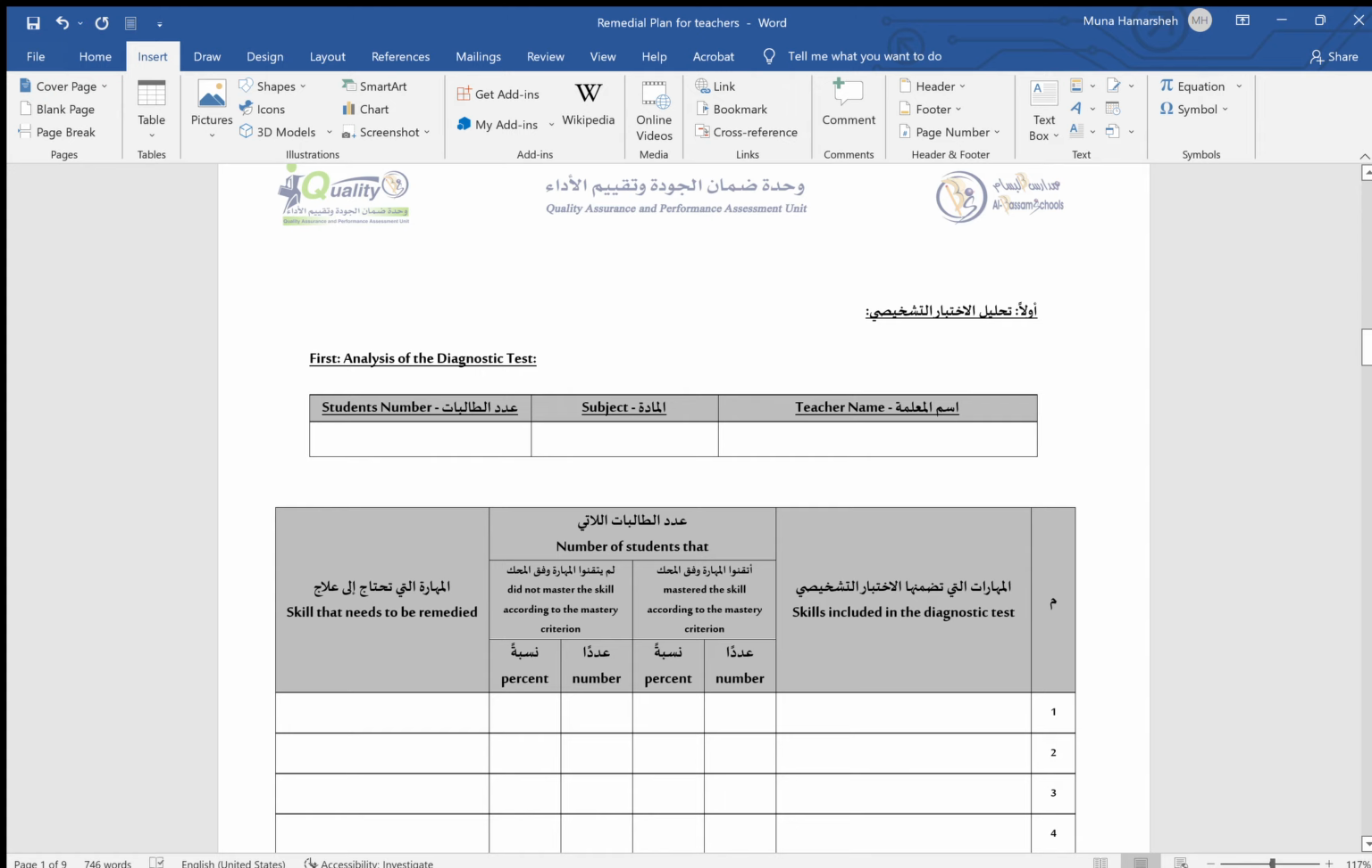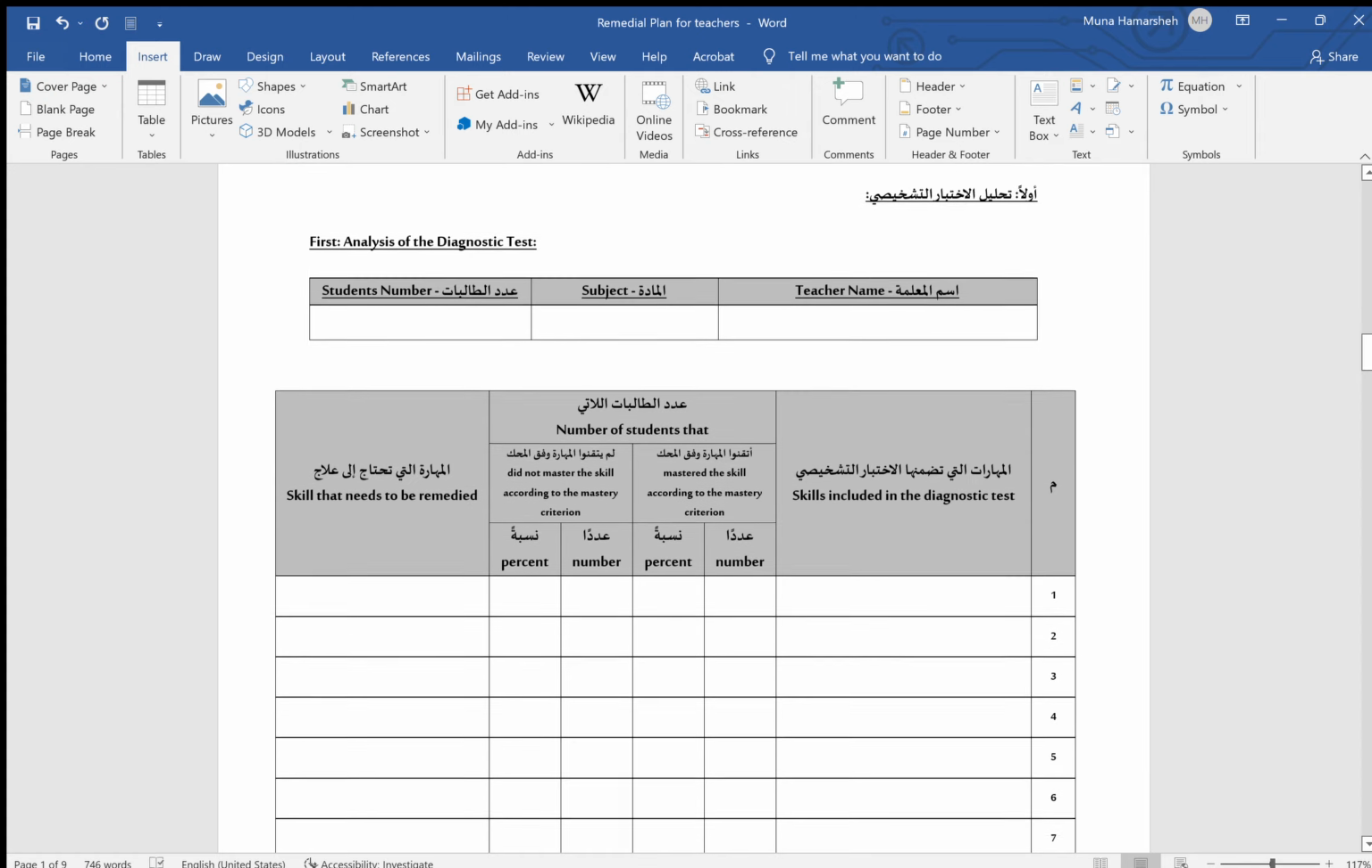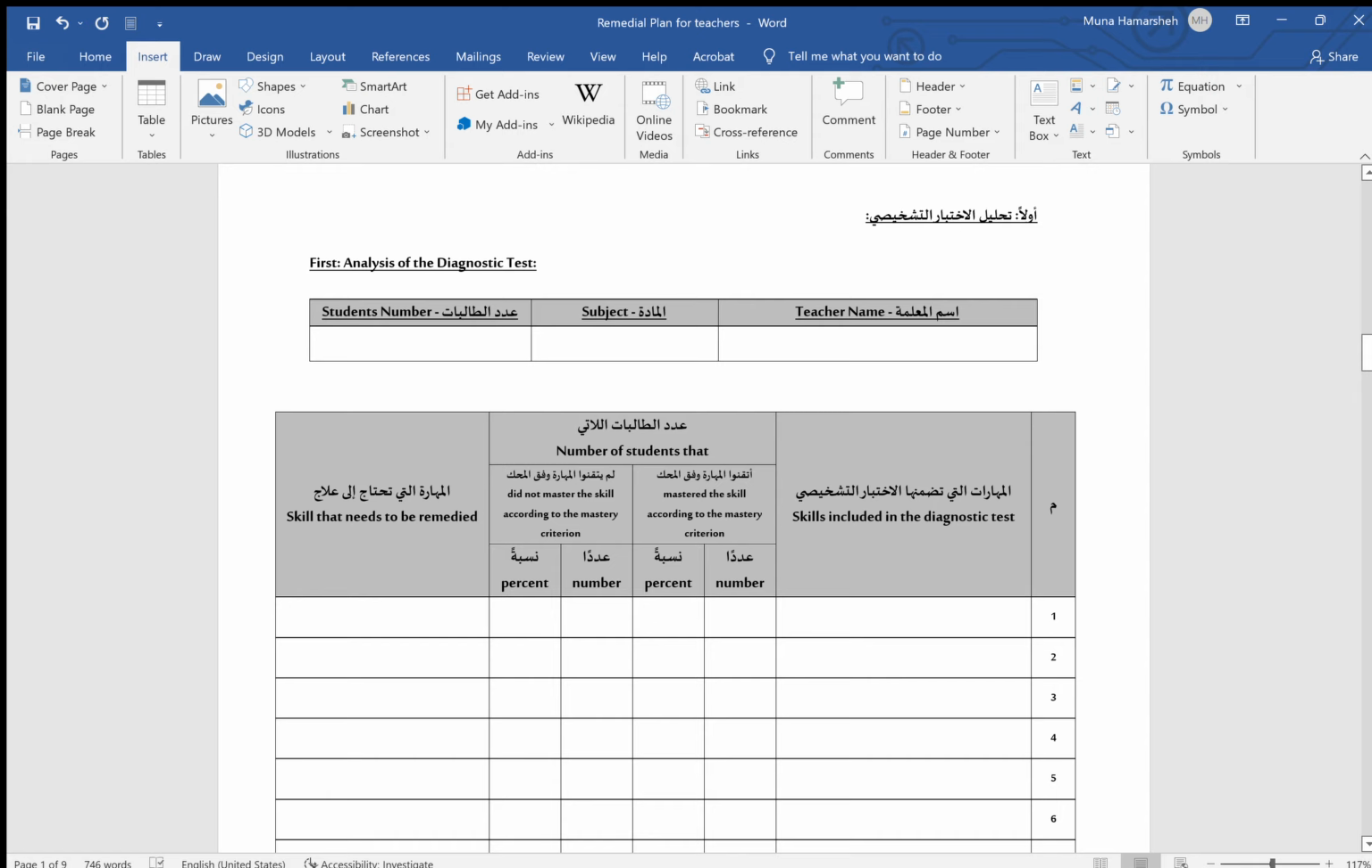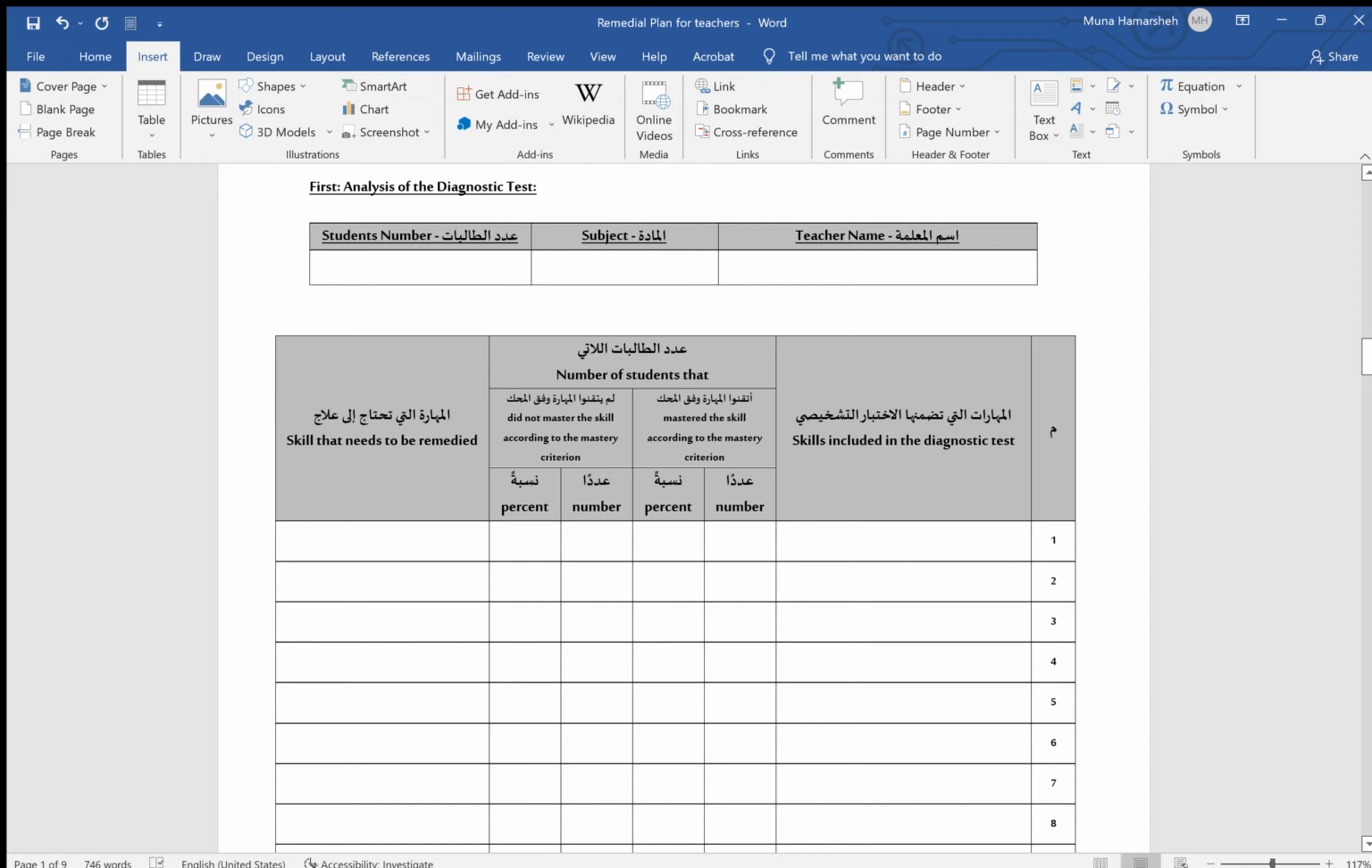But let's say first I will start by conducting my diagnostic test, and as we said before, the diagnostic test should evaluate the students' understanding of the prior knowledge for any unit that I will start with. I have to check their readiness before I start my unit. So let's say that the basic skills that I will go for in the exam are here.